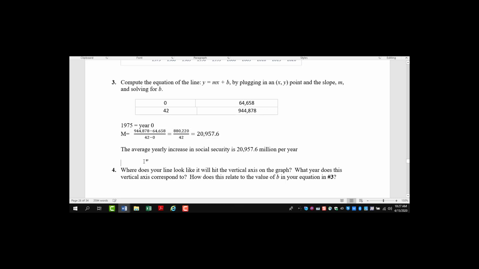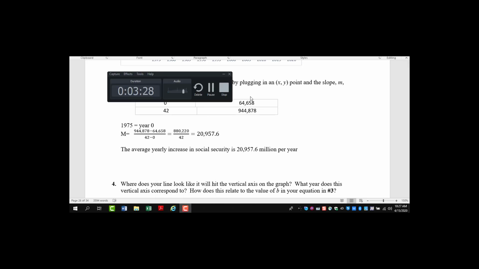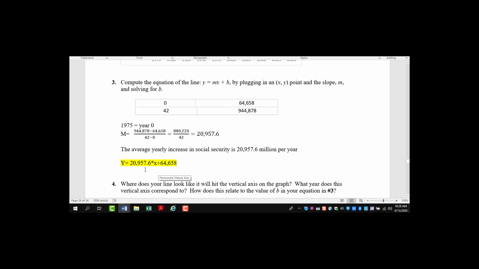Now we're almost done with our line. Do I have to use one of these two points and put it in and do all that nonsense? The answer is no, and I'll put the line up here and then we'll discuss that. So there's the line, and I really didn't do any math. This is the math I needed to do. Where did I get that from, and what does it mean? There's the y-intercept, the initial value. In this case, it means that the government spent $64,658 million in year zero, which is 1975. So doing it this way makes a lot more sense.